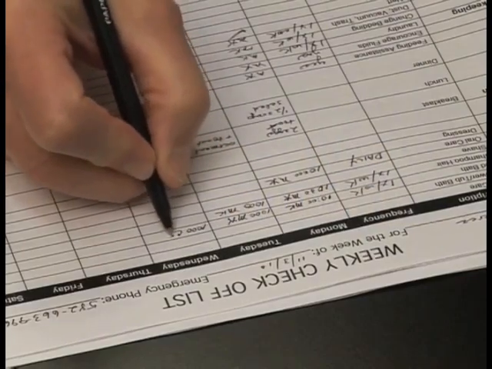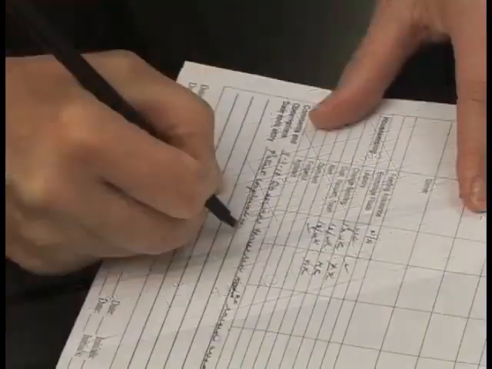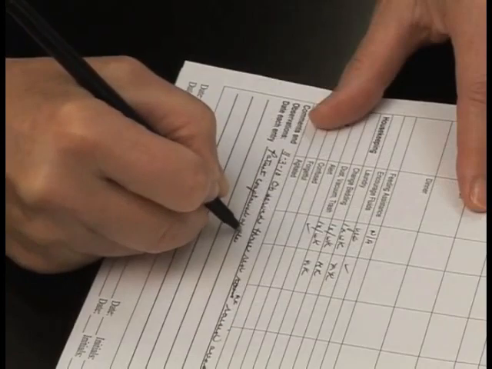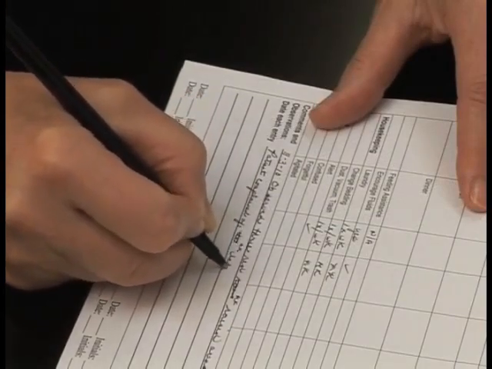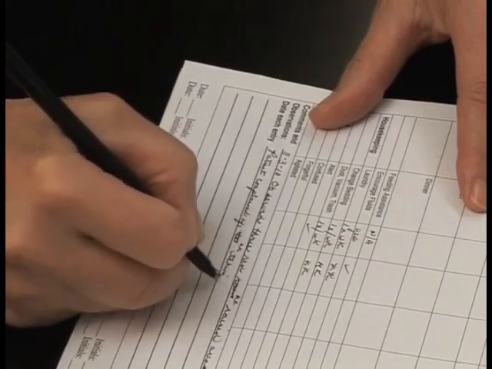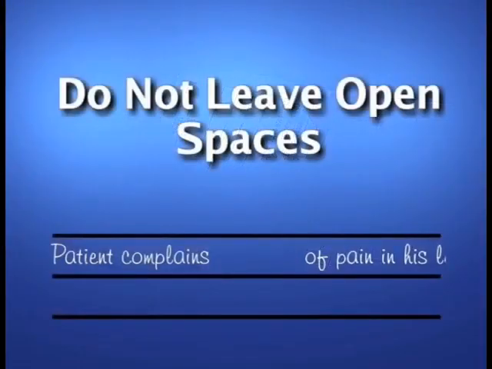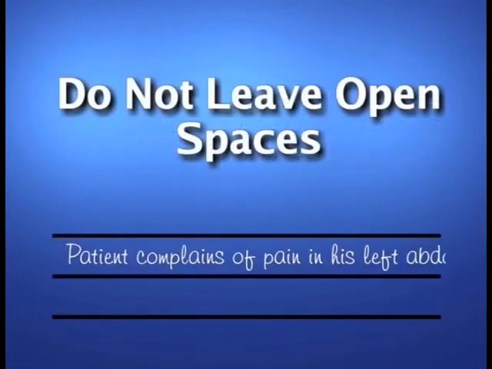Use a black ballpoint pen. If you make a mistake, mark a single line through the word or sentence and write your initials next to that. Never erase or use correction fluid. Do not leave any open spaces.